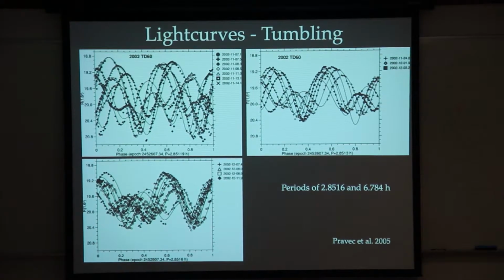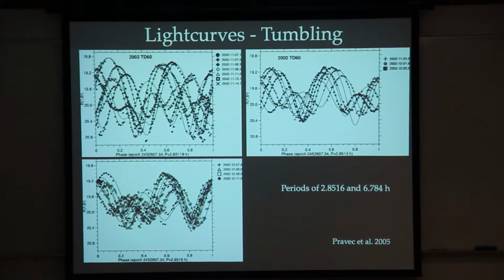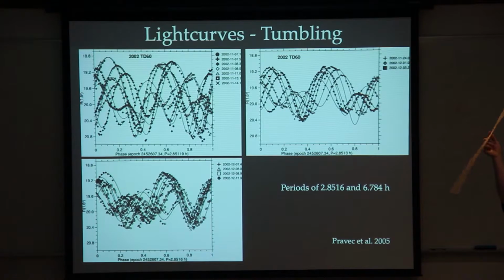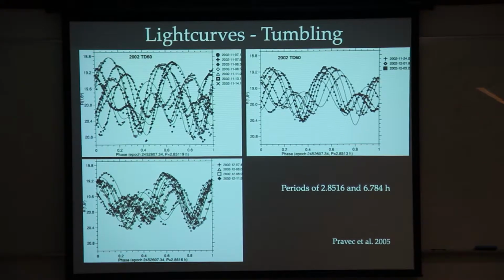And then when you do the Fourier analysis of this kind of object, you get 2 periods of 2.8 and 6.7 hours. This object is tumbling. You can actually get an object where you don't have rotation around the principal axis, but you have it spinning and precessing at the same time. And so the axis of rotation is actually precessing as you're watching it.